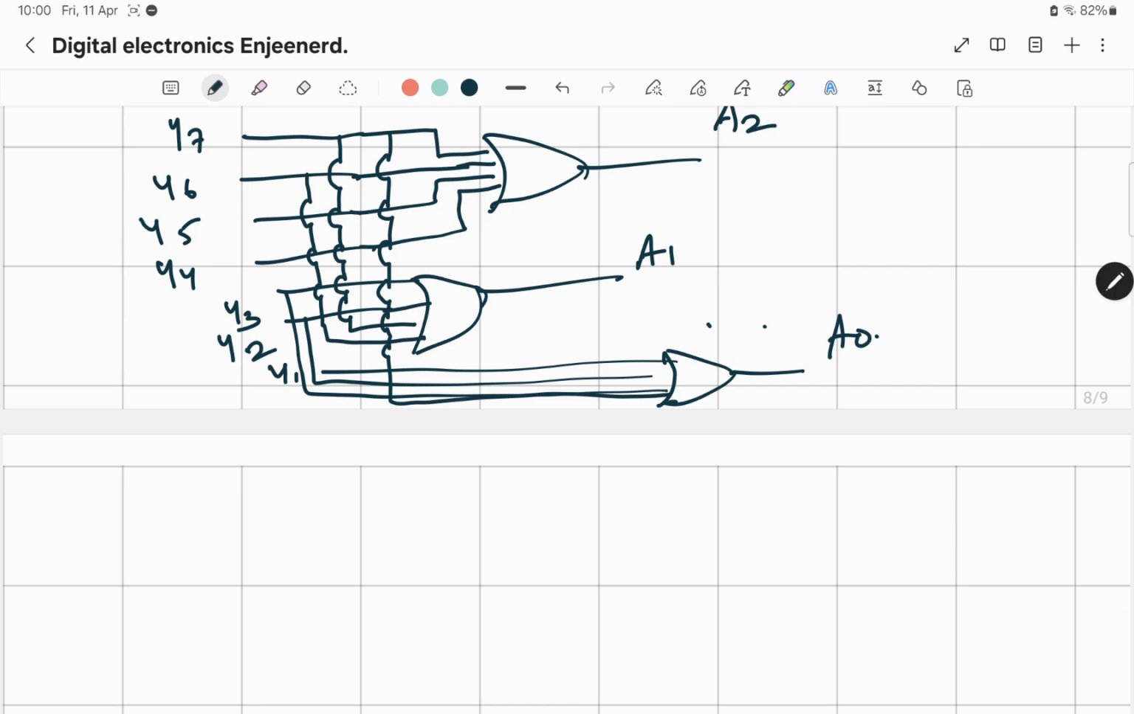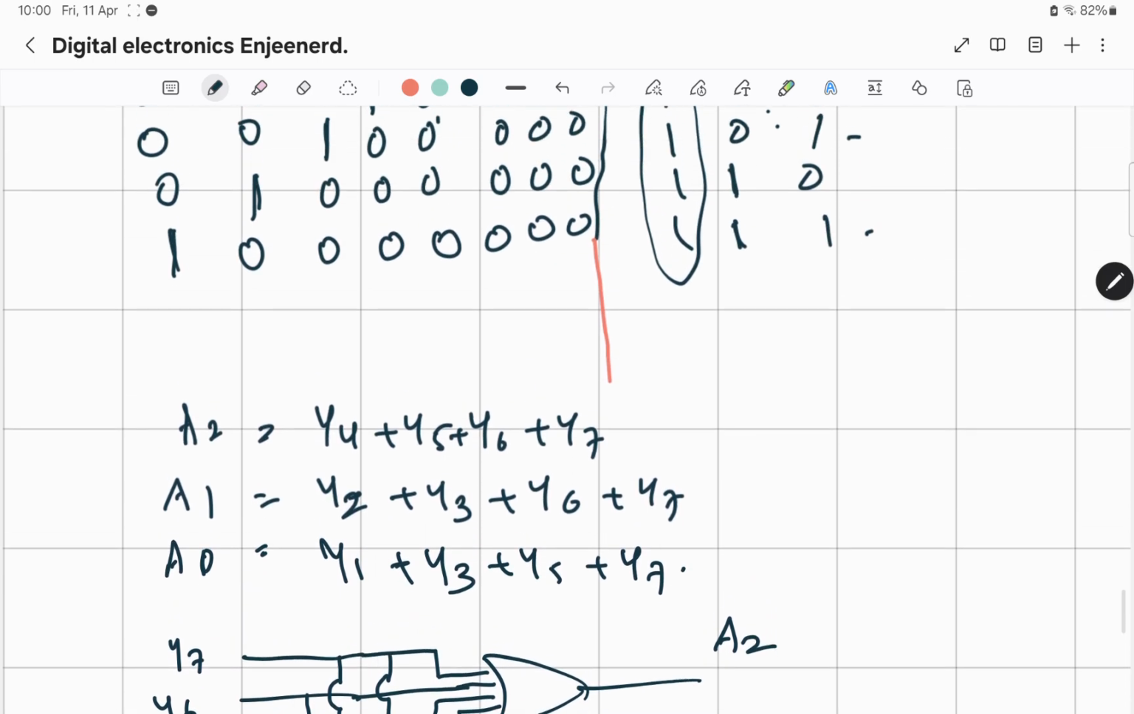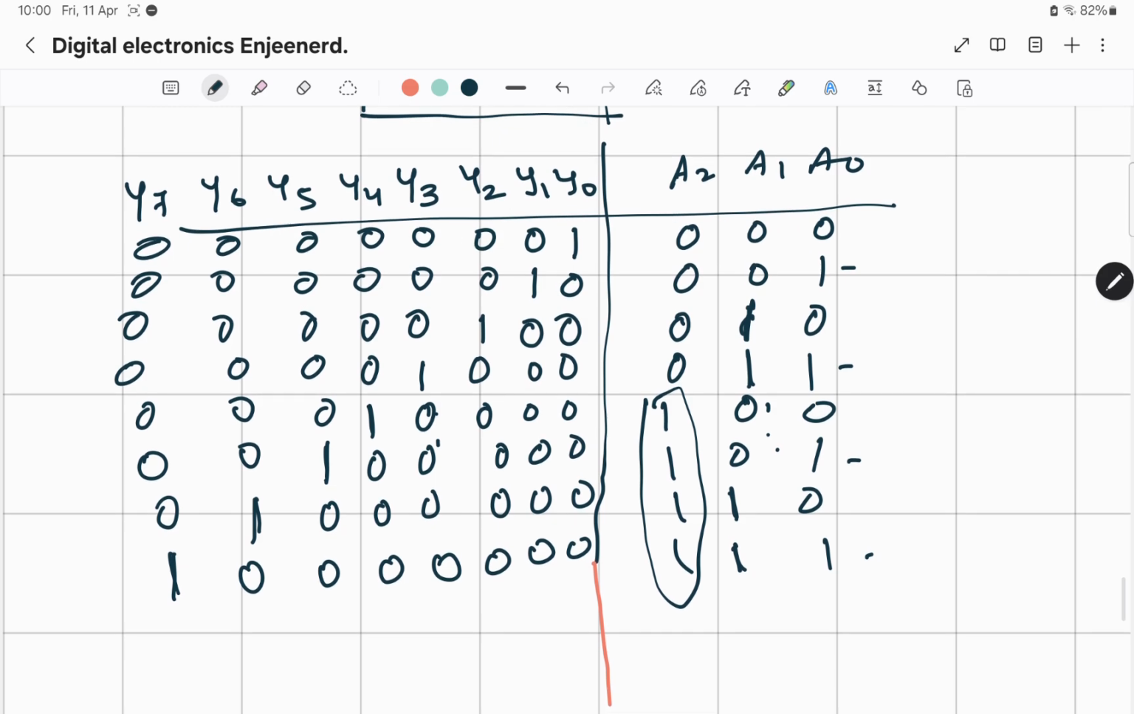So this is how you implement an encoder, and this one is an 8 to 3 encoder. So I hope the concept is clear. Wherever decimal value is high, it is coding into its equivalent binary value. So Y3 is high here and hence you get a binary value of 0 1 1, which is binary 3.